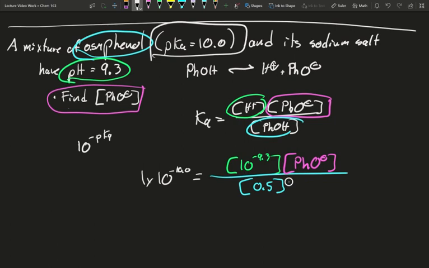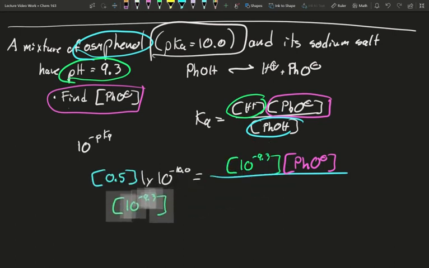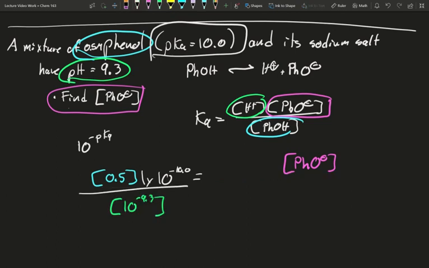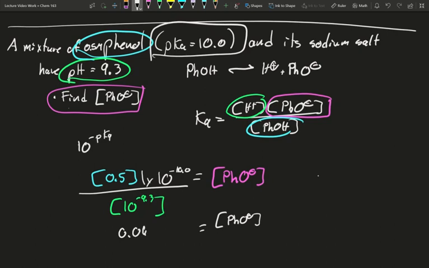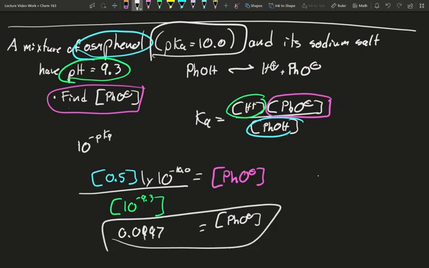Now I need to rearrange to get the base concentration on its own. So I'm going to multiply the acid up. I'm going to divide the H plus concentration down. All that is going to equal the concentration of our base. 0.5 times 10 to the minus 10 divided by 10 to the minus 9.3. The concentration of my base must be equal to 0.0997. So just about 0.1. This is roughly 0.1 molar base.